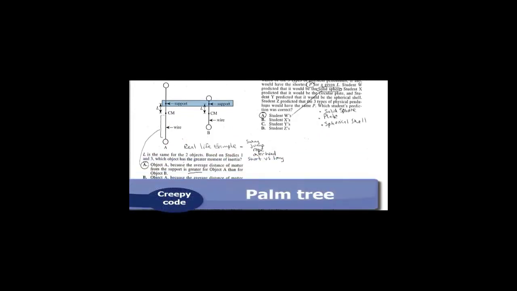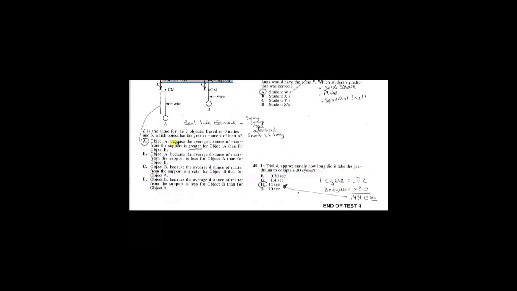How is the mass distributed? It's distributed differently because object A has a larger distance between the support and A. Let's look for answer choices that say something similar to what we just said. Answer choice A says: object A, because the average distance of the matter from the support is greater for object A than it is for B. So which one has a larger moment of inertia, the greater mass distribution? Of course this one does, because this has a longer distance than this from the support to the mass.